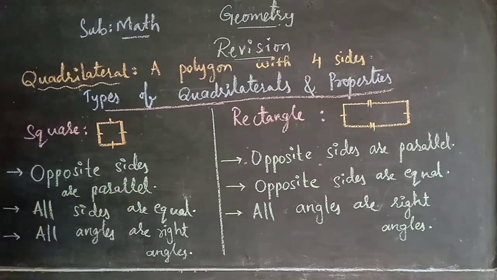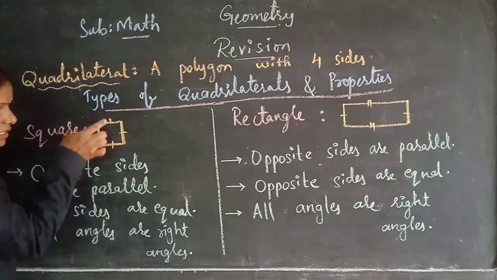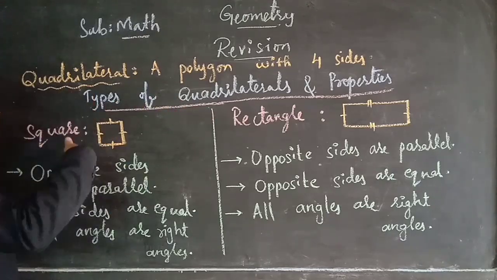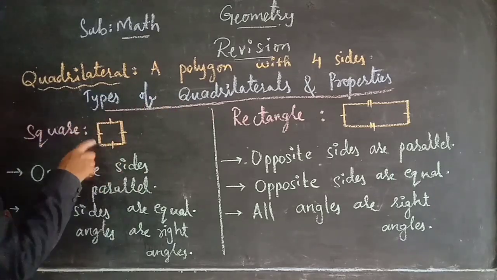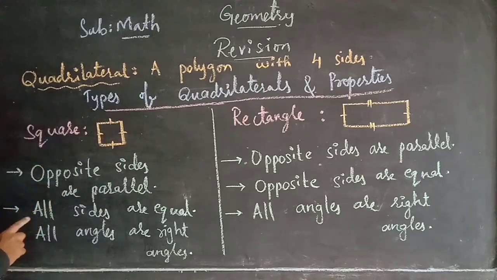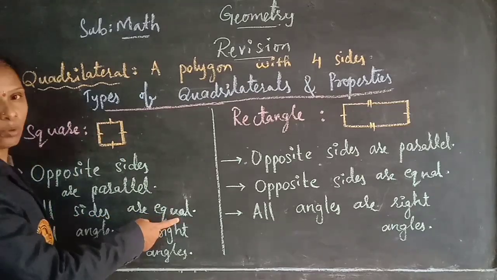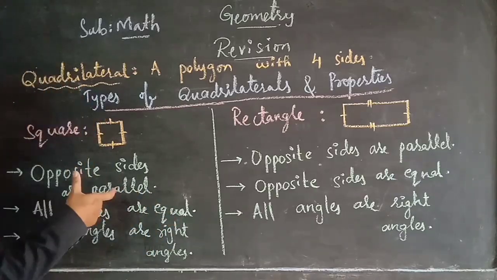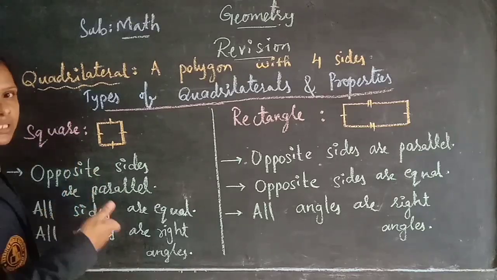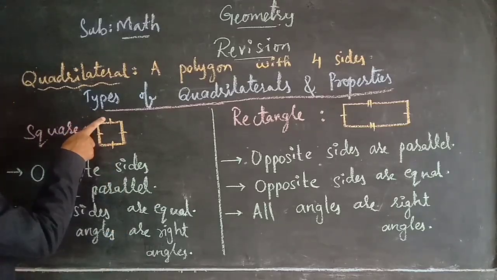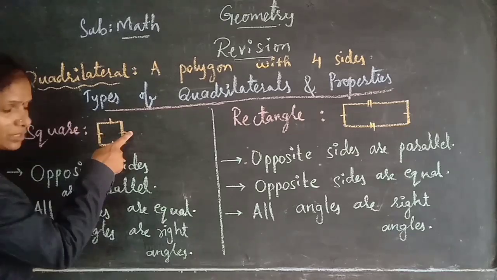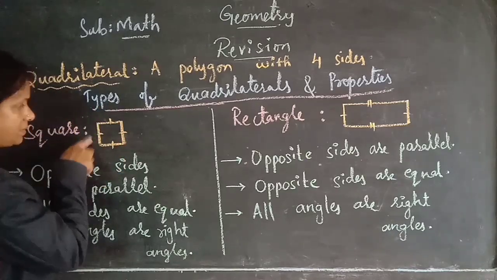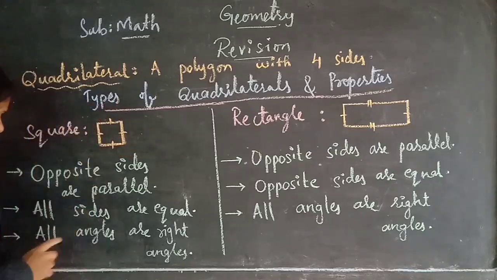Opposite sides are parallel. Opposite sides parallel means this side should be parallel to the opposite one, and left and right should be parallel. These two should be parallel. The second property is all sides are equal. Whatever the length you take of any one side, the remaining three sides should be the same. For example, if you take 5 centimeters here, here also you should take 5 centimeters, here also 5 centimeters, and here also 5 centimeters. It's a square; all sides should be the same.